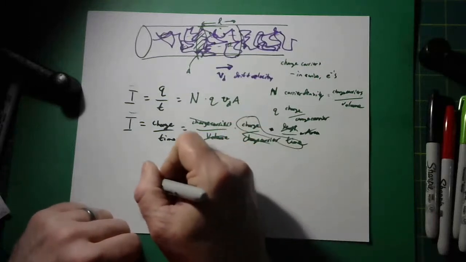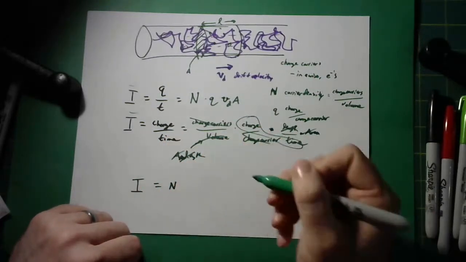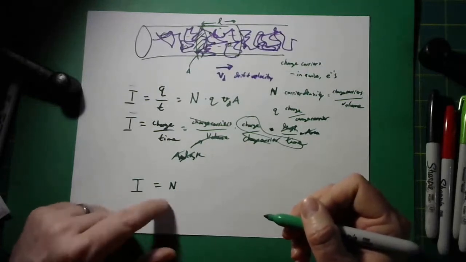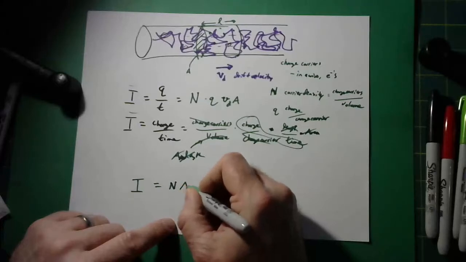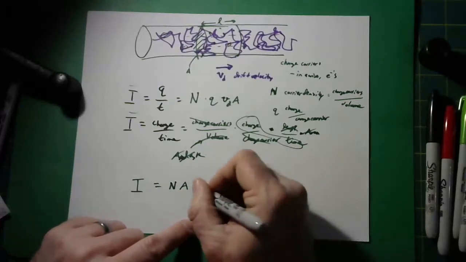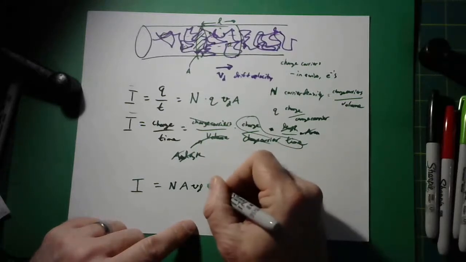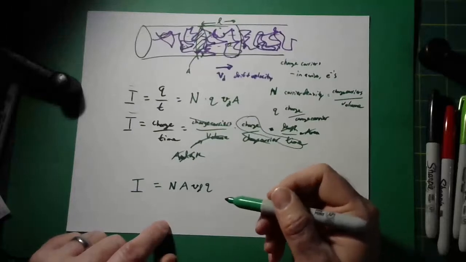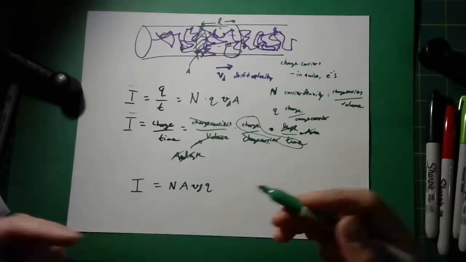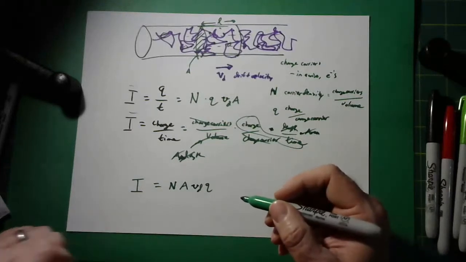So what I'm getting here is that current down a wire can be expressed as the charge carrier density, charge carriers per volume. I'm going to rearrange the order here if that's okay. Times the cross-sectional area of the wire, times the drift velocity of the particles in the wire, times the charge for each charge carrier. So I have this one in my head memorized as nAvq. I don't know why, it's just the way I have it memorized. nAvq is my current in a wire.